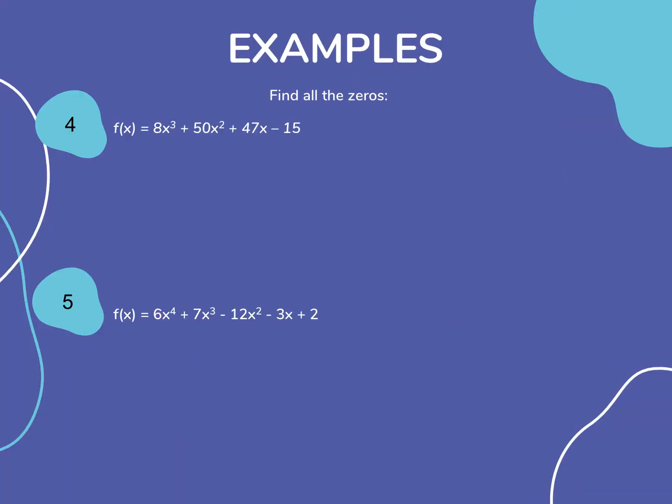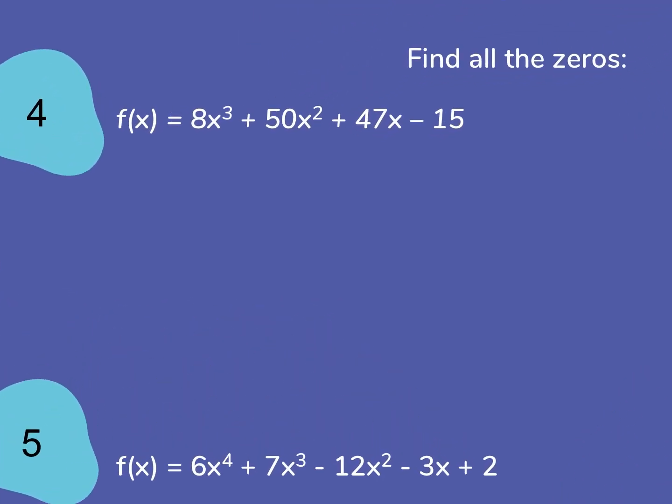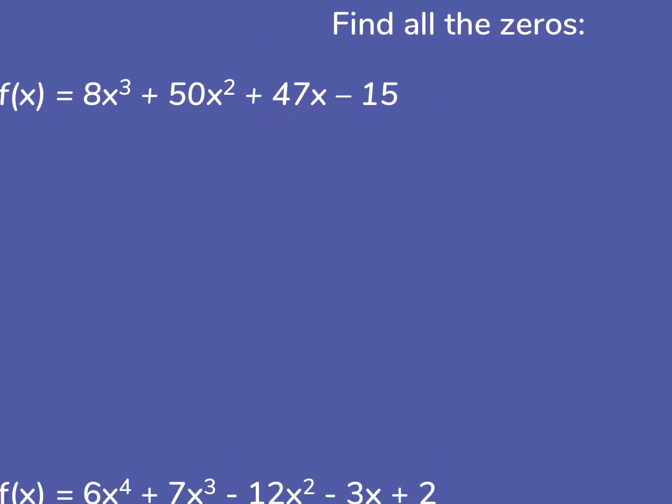So they'll look like this. It will literally just say find all the zeros. If I look at number 4, it's got 4 terms. Normally I would try to factor this by grouping it, but I cannot take out the same thing from 8 and 50 and 47 and 15. So this is where the possibles happen. I'm going to make sure it's in order, which it is. I'm going to break down all the factors of the first term. What are the factors of 8? What two numbers multiply together to give you 8? 1 and 8 and 4 and 2.